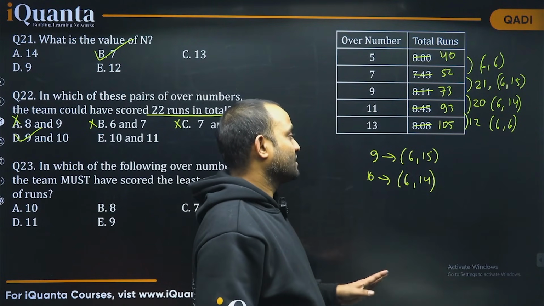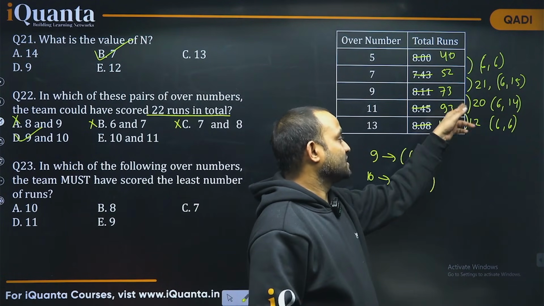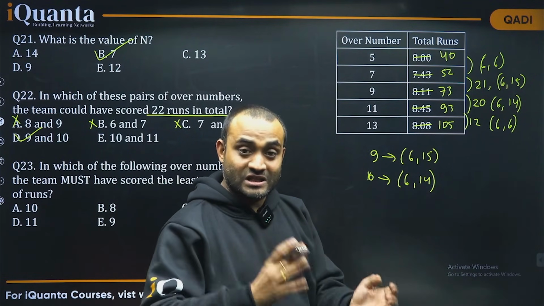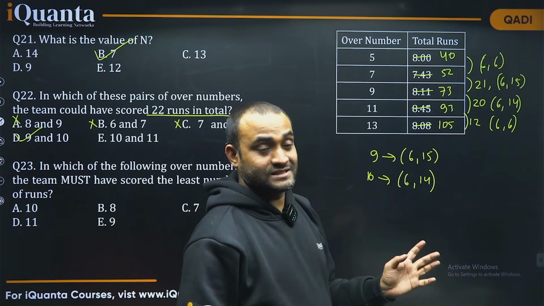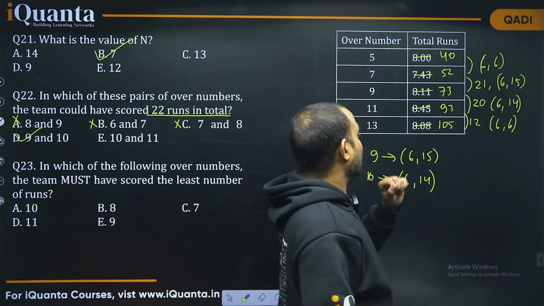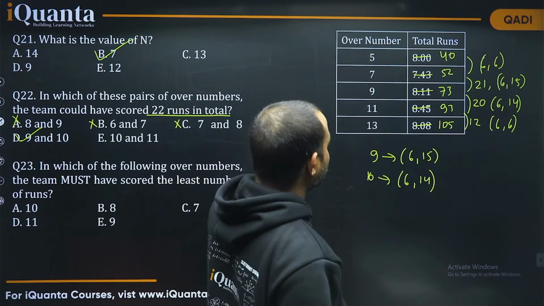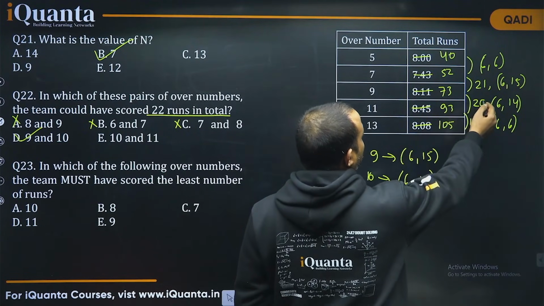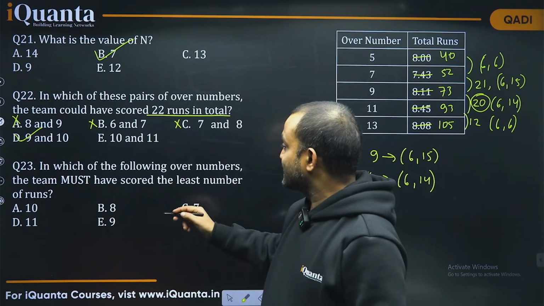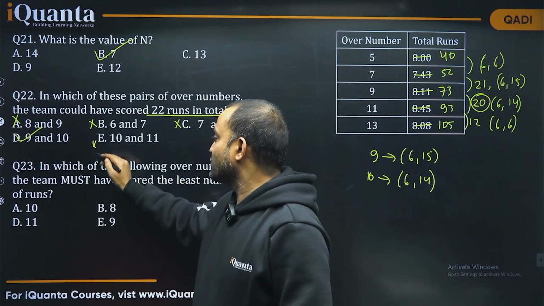But no, this is not possible because the difference is 12. So the total runs that can be scored in the 12th and 13th over must be 6 and 6. So even if you are getting 14 in the 11th over, for 10th and 11th maximum it could be 20. Okay, we don't need to worry about 12 and 13. So the answer is option D. This is also not possible.